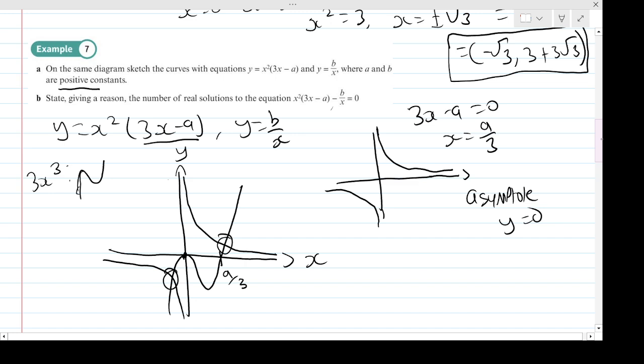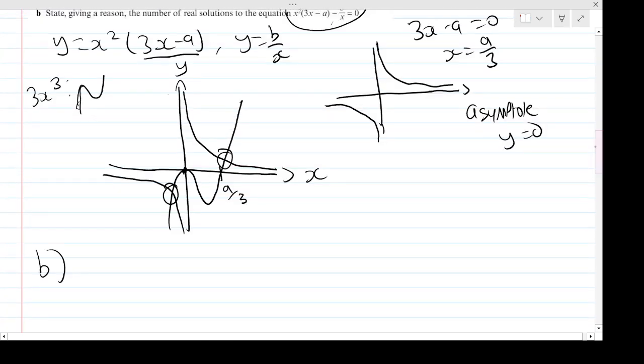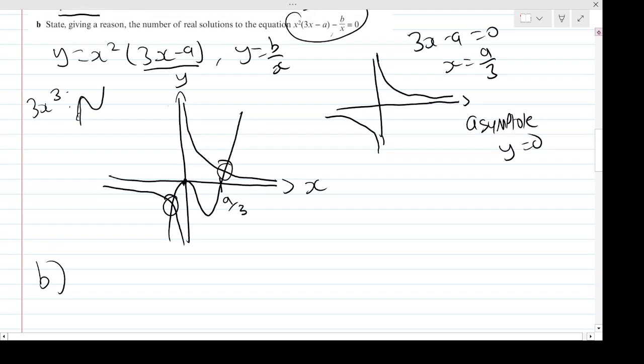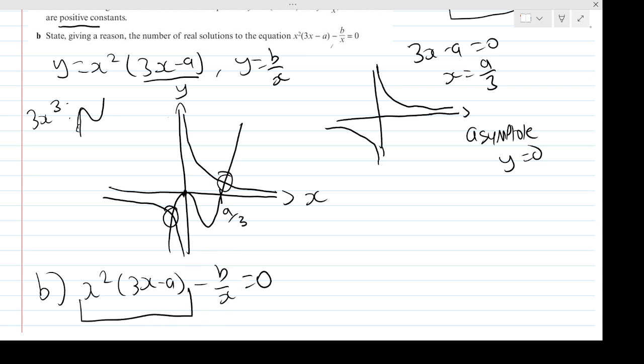Well, that's part b, coincidentally. State, giving a reason, the number of real solutions to this equation. Okay, well, that equation looks a tad bit like, how do we get there, right? What does this equation mean? Where does it come from? But let's break it down. x squared times (3x minus a) minus b over x is 0. Okay, well then we can actually rearrange this. I noticed that this part is our cubic graph, and this b over x part is our reciprocal graph. But what if I put them equal to each other?